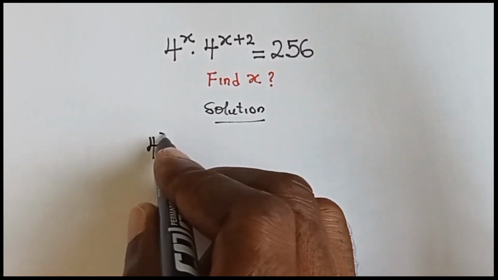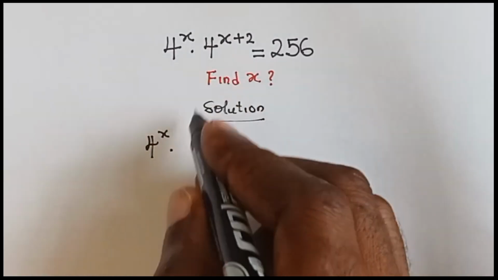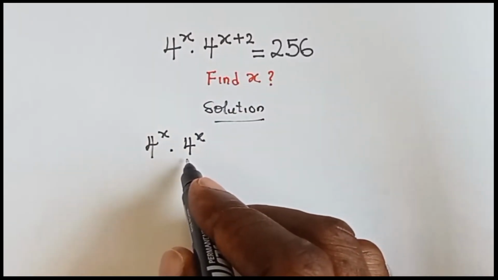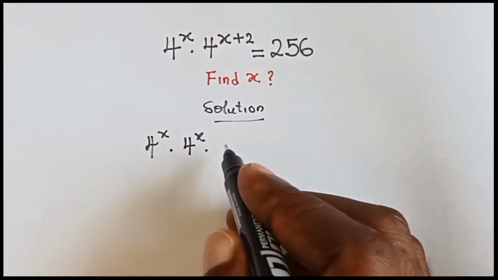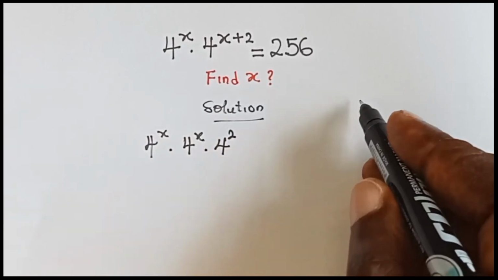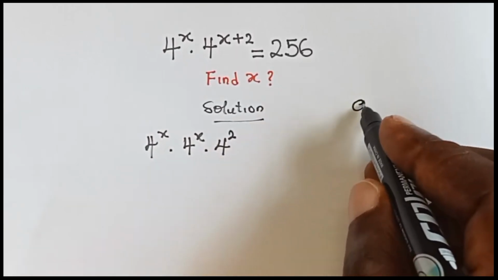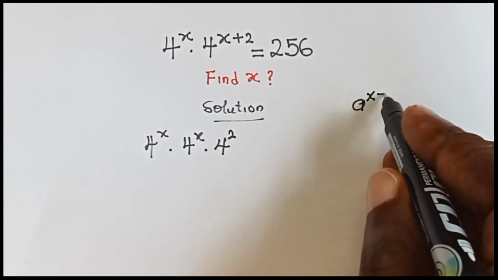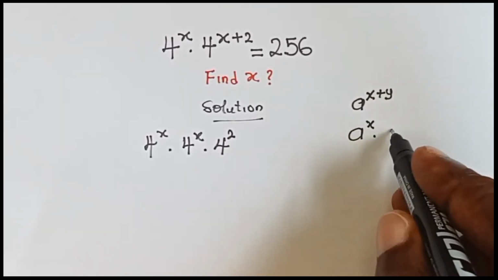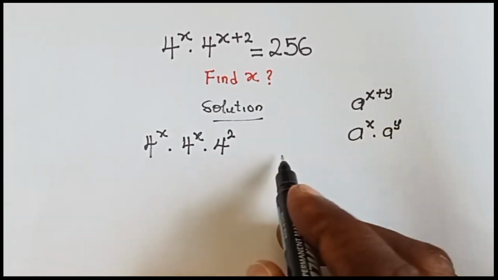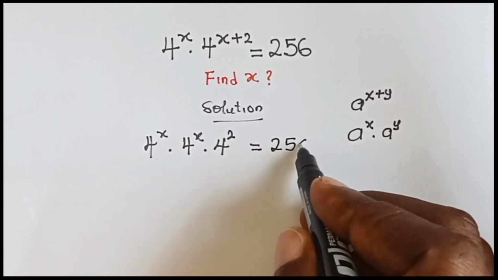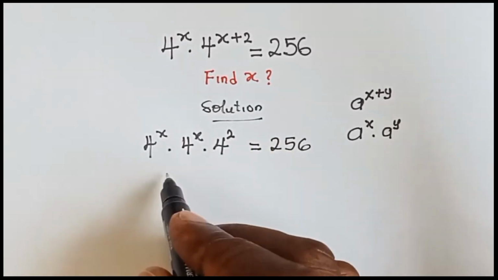We have 4 raised to power x multiplied by 4 raised to power x plus 2, which can also be written as 4 raised to power x multiplied by 4 raised to power 2. Because one of the laws of indices says that a raised to power x plus y is the same thing as a raised to power x multiplied by a raised to power y. And that is what we have applied here. Everything equals 256. Alright, so we continue.